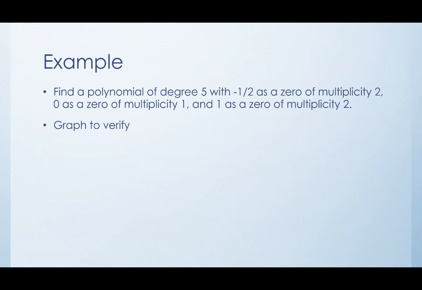So this time we're going to have the different multiplicities on here, right? We have a polynomial of degree 5, so we know we should have 5 zeros. We have a root of negative 1/2, so x minus negative 1/2 with a multiplicity of 2, so we've got that one. 0, so x minus 0 with a root of multiplicity 1, so we've got that. And 1 as a 0 of multiplicity 2.